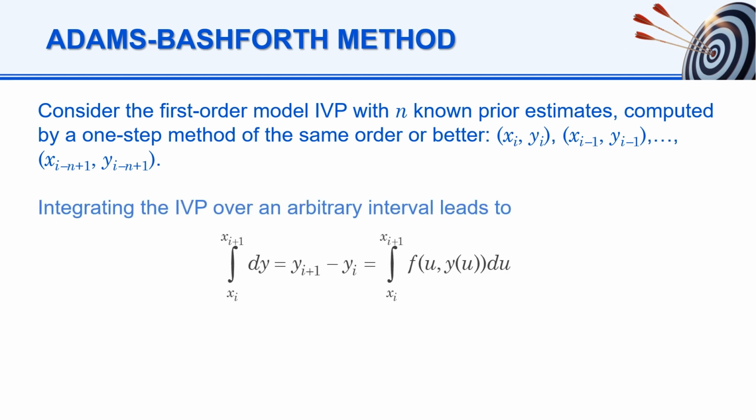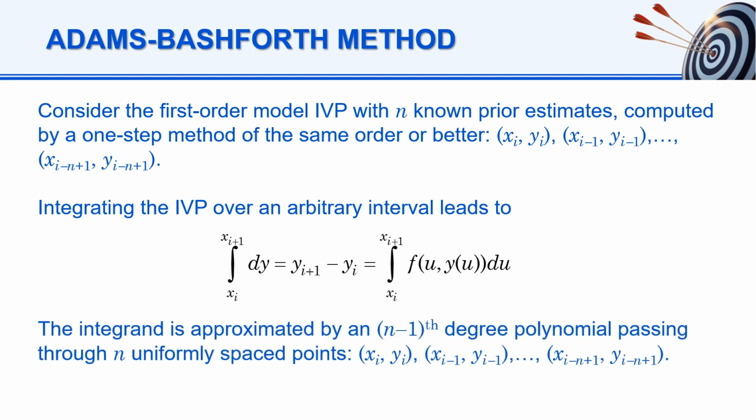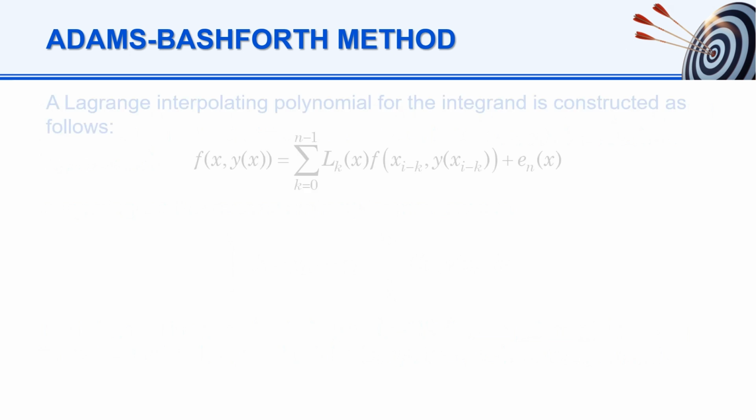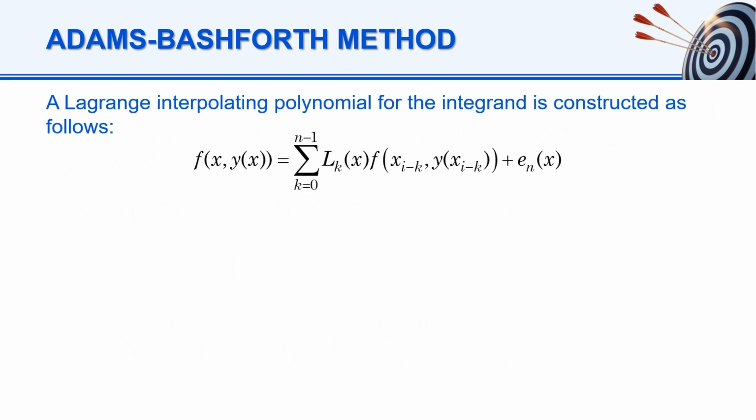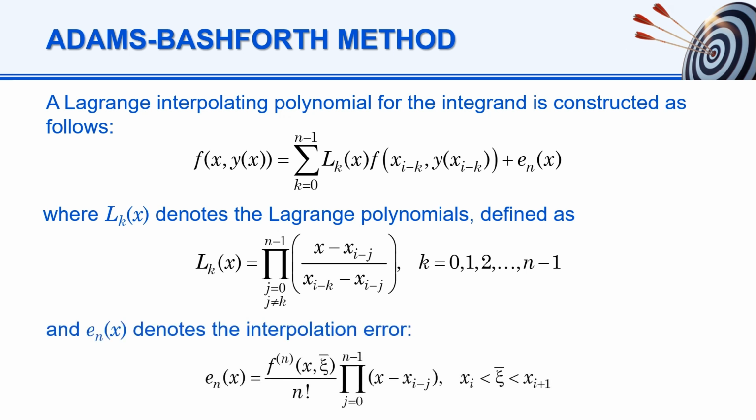Integrating the initial value problem over an arbitrary interval leads to the following. The integrand is approximated by an n-1 degree polynomial passing through n uniformly spaced points. A Lagrange interpolating polynomial for the integrand is constructed as follows, where L_k(x) denotes the Lagrange polynomials, defined as follows, and E_n(x) denotes the interpolation error.